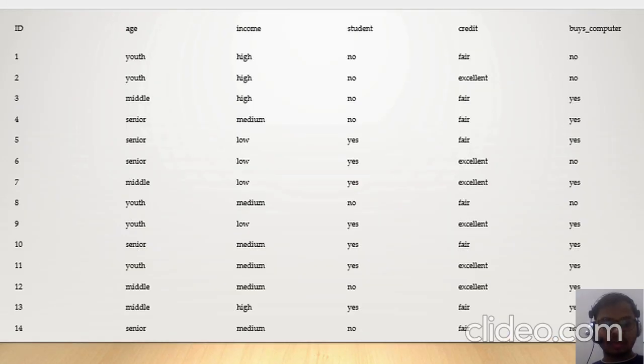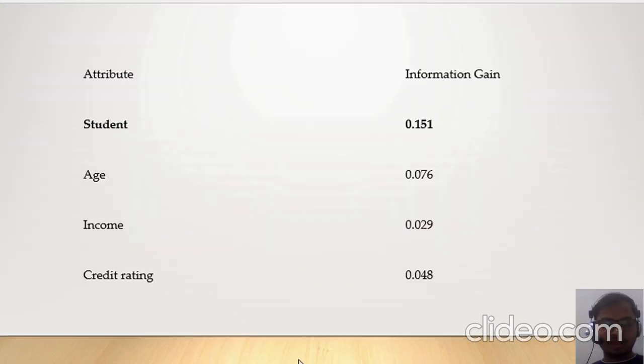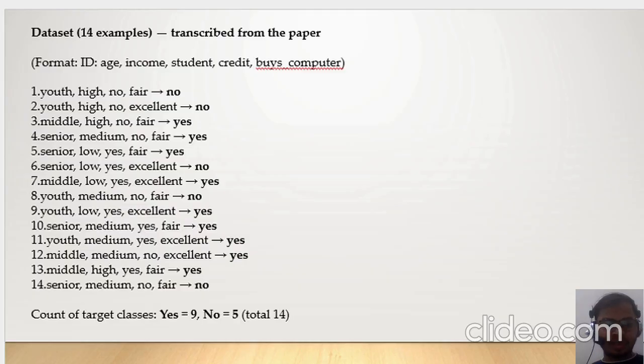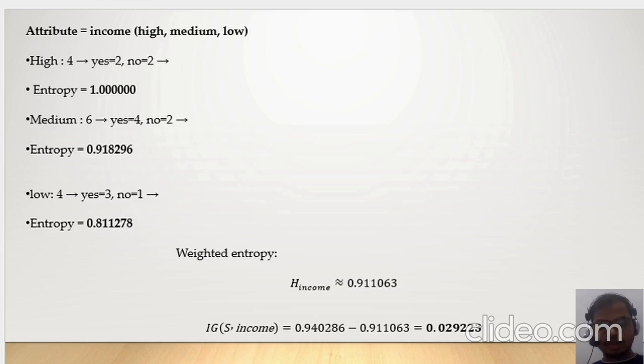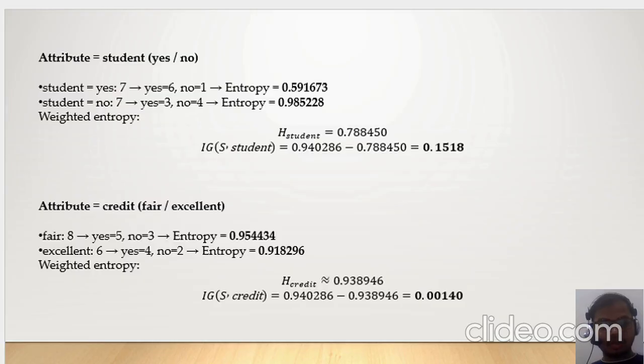Now question number 9. This is the table and a formula. Now we are separating this table by youth, high, and no, fair and excellent, and here there is a formula in solving. This is a decision tree between yes and no, with credit rating excellent or fair, and this is the solution.